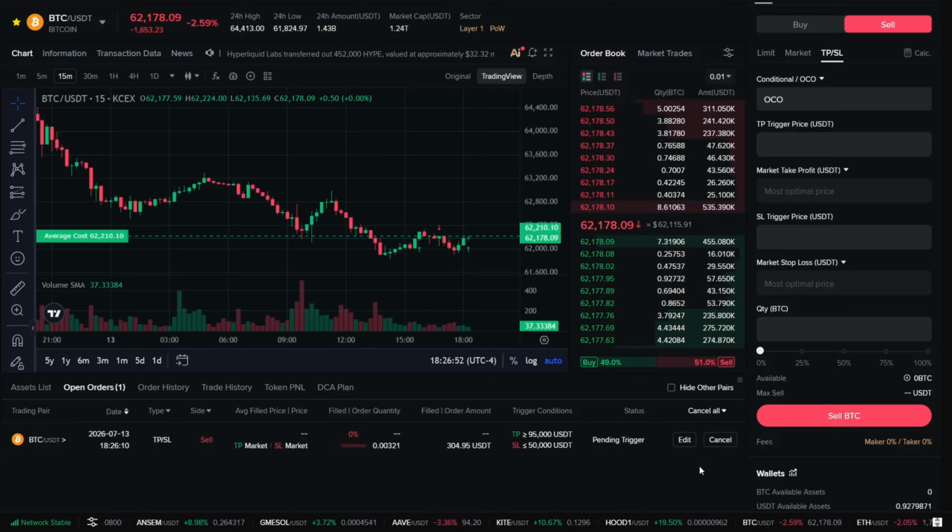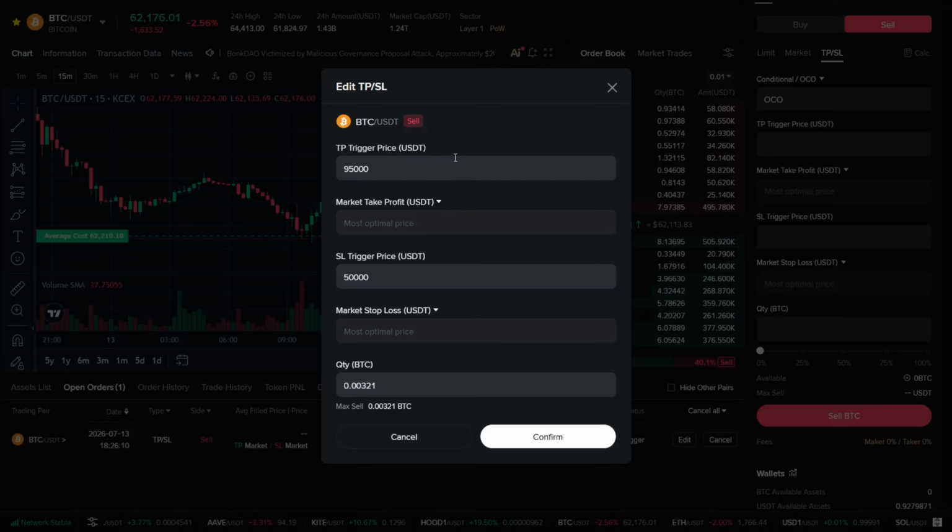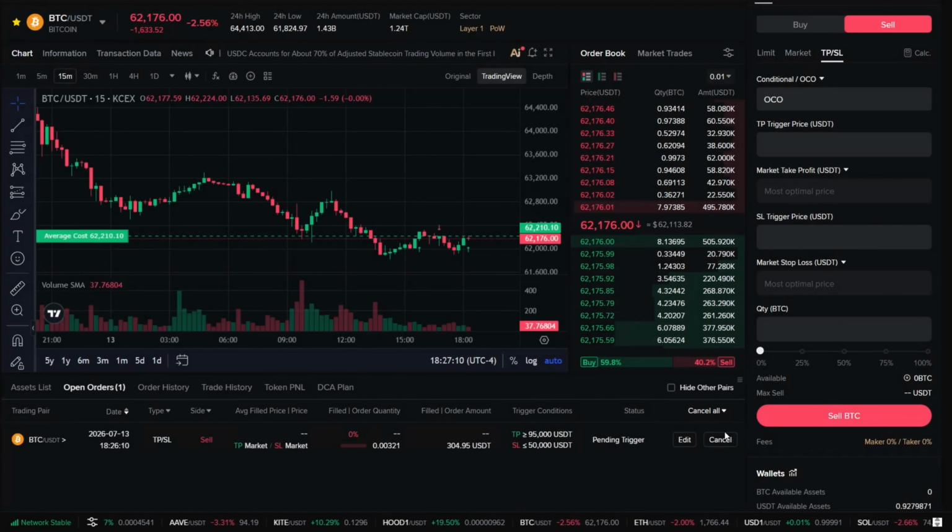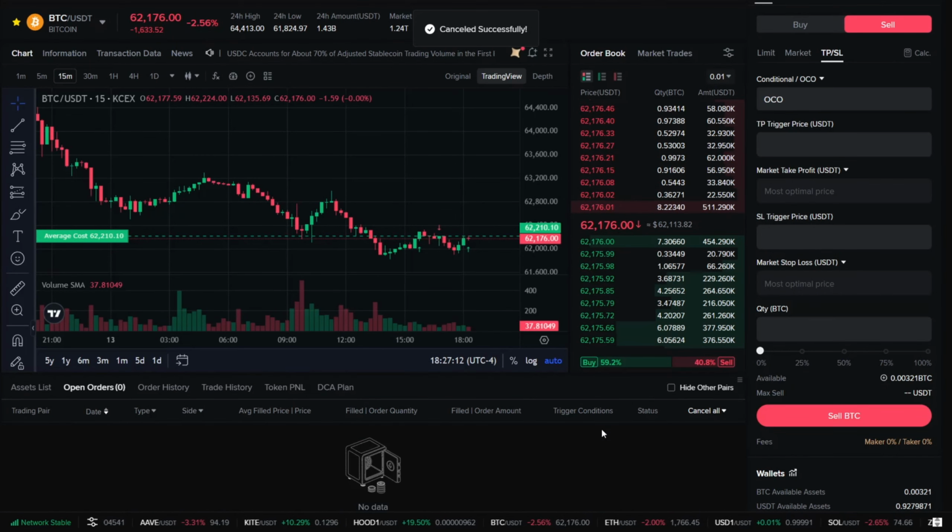Beside status, we can see we can edit or cancel the order. So if we click on edit, we can change the price of our take profit or stop loss. And to the right, if we click cancel, we would just cancel our order.